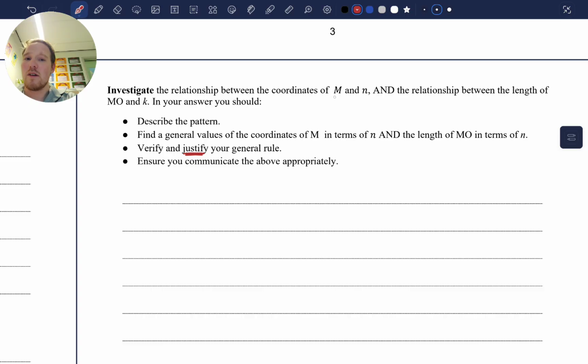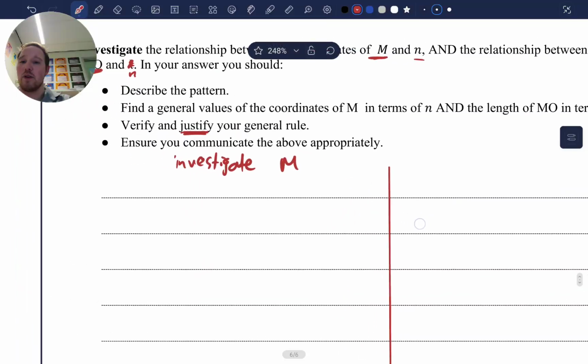The relationship between the coordinates of m and the value n, and also the length of MO and the value n. Okay, so there's two things to do here. Coordinates m and length MO. Let's just divide my paper up into two parts for now. On one side I'm going to investigate m. And on the other side, I'm in a moment going to investigate the length MO, but let's focus on m now.